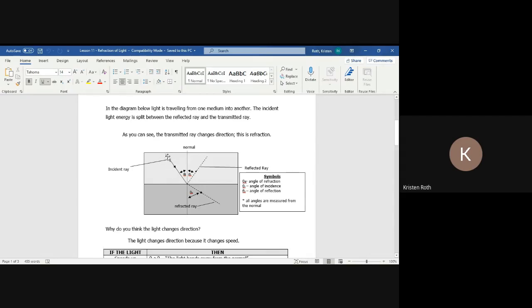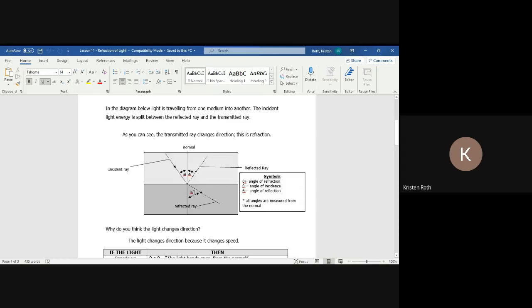So this is the incident ray. This is coming from our light source. So the light ray is coming, okay? And the background is showing two different colors because it's two different mediums. So it's going to hit this other medium. And you can see here the normal down the middle. Wherever the light ray hits the medium, you're going to draw that normal up perpendicular from it. So you can do that whole angles here.